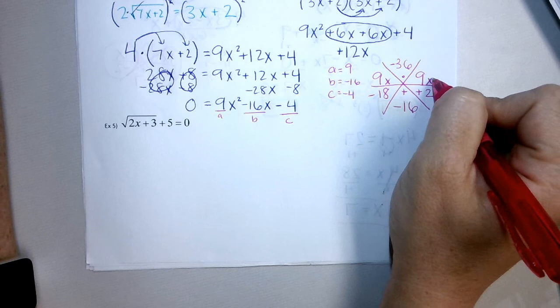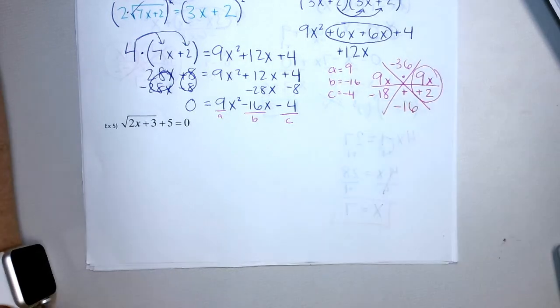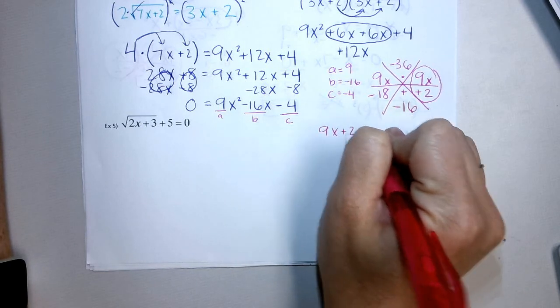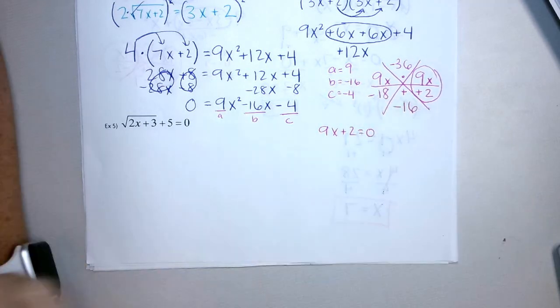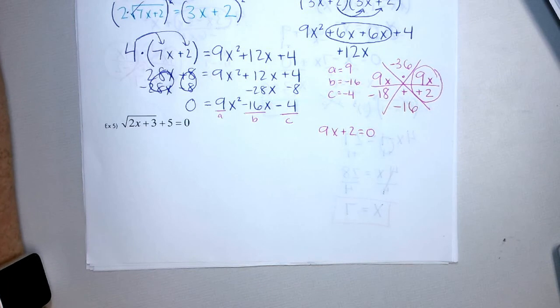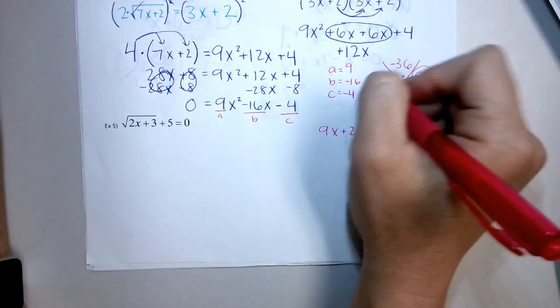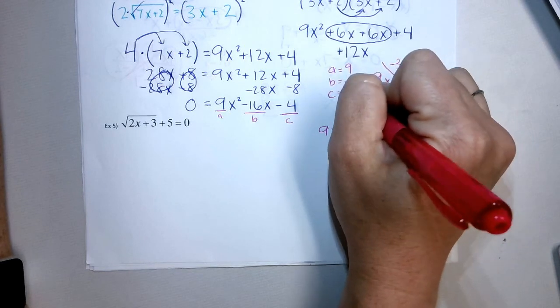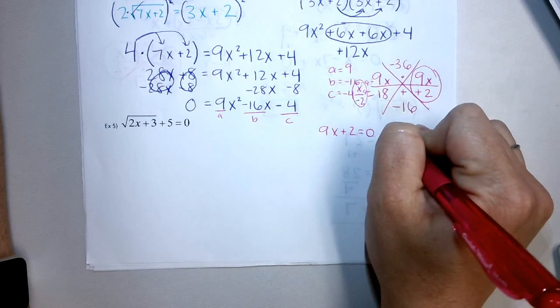Now, 9 over 2 does not simplify, so that is one of my factors. But what happens here? Can't that simplify? What goes into 9 and 18? 9. So when I divide by 9, I get x over negative 2, which gives me x minus 2 equals 0.